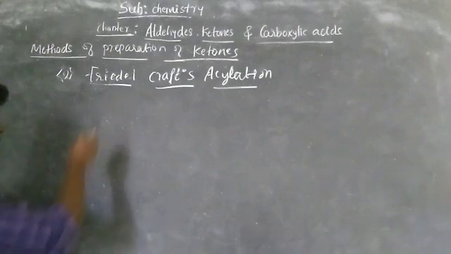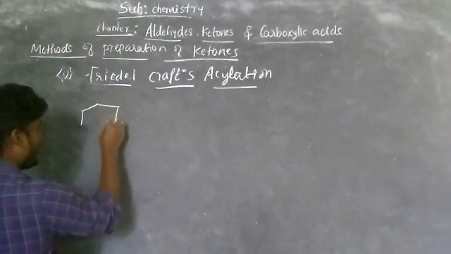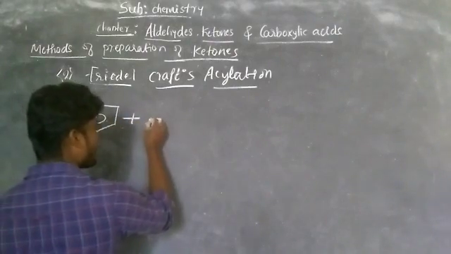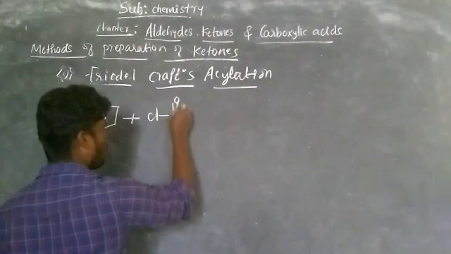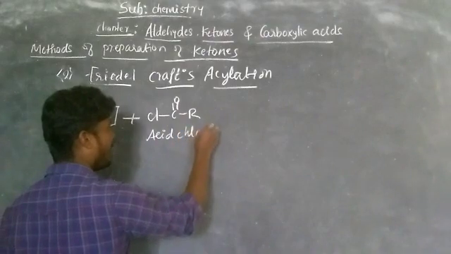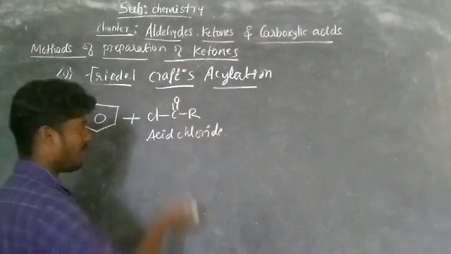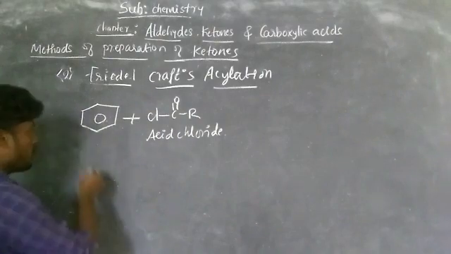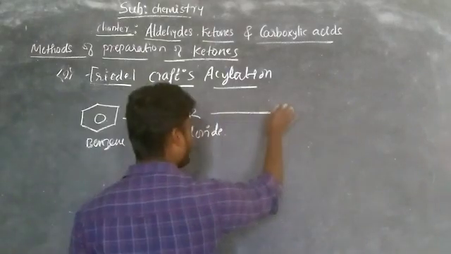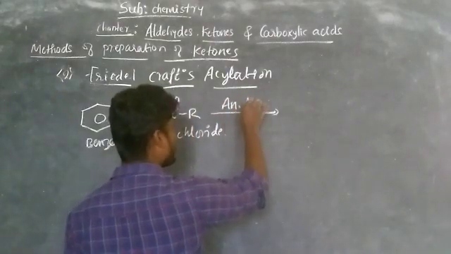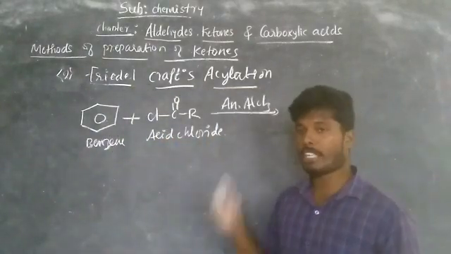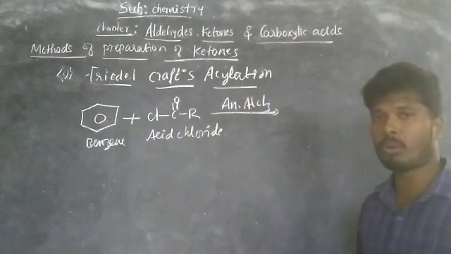It is very important. In this Friedel-Crafts acylation, benzene is treated with acid chlorides. Acid chloride is nothing but Cl-C double bond O-R. This is what acid chloride is. Already I told in the previous reaction, I have written it in reverse. So this is benzene, you know. These two react together in the presence of a Lewis acid like anhydrous aluminium chloride. This is the Friedel-Crafts acylation or alkylation reagent. Remember, that is anhydrous aluminium chloride.